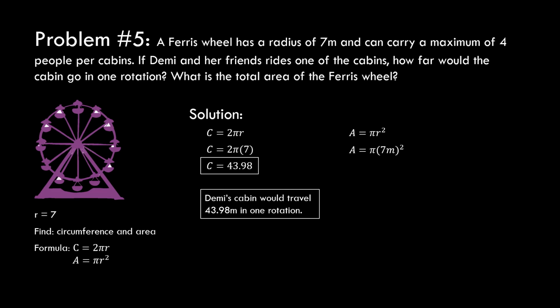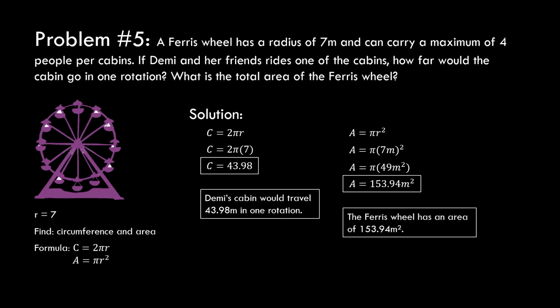Then, with the area, which is pi r squared, as usual, we'll substitute the value of r, which is 7. Square that, we're going to get the value of 49 meters squared. Multiply that by pi, we're going to get the area of 153.94 meters squared. So the Ferris wheel has an area of 153.94 meters squared.